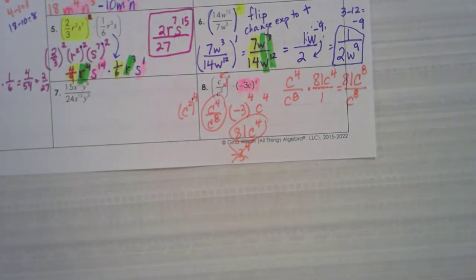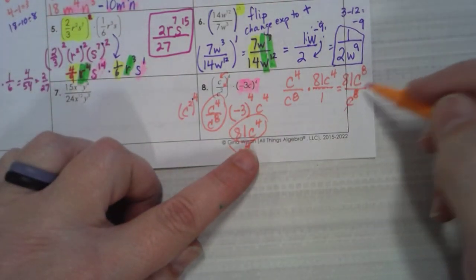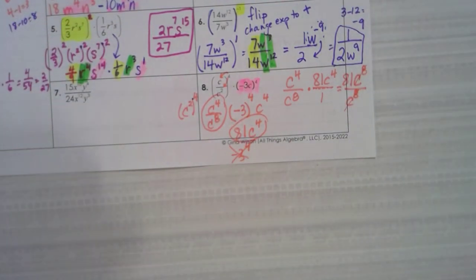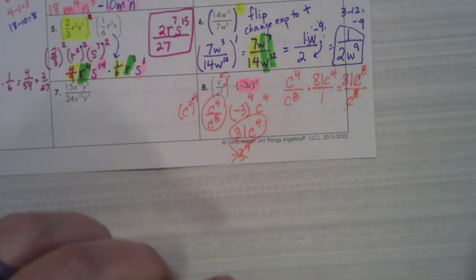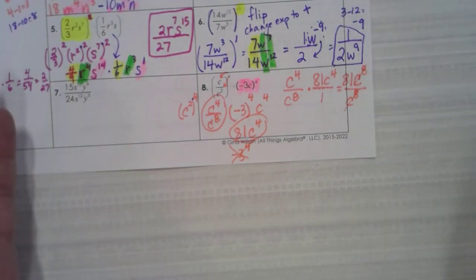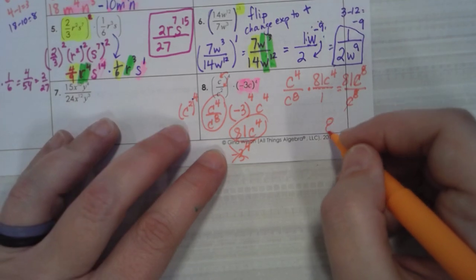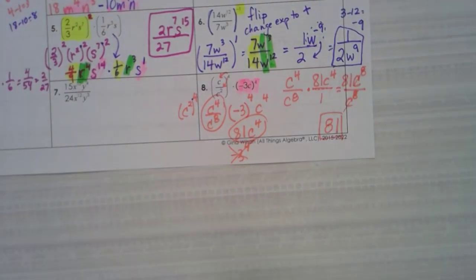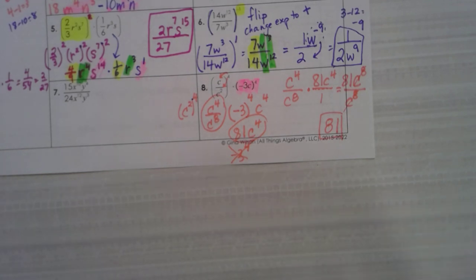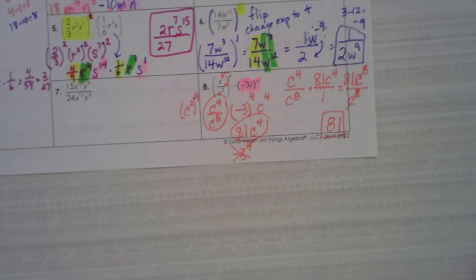and down here on the bottom, 1 times c to the 8th. Guess what? C to the 8th and c to the 8th are the same thing, so they're going to cancel out. Or you could do 8 minus 8 is 0, right? Anything to the 0 power is 1, and that just goes away. So we're just left with the 81 all by itself. This is the challenge for today, is being able to get those exponent things together.